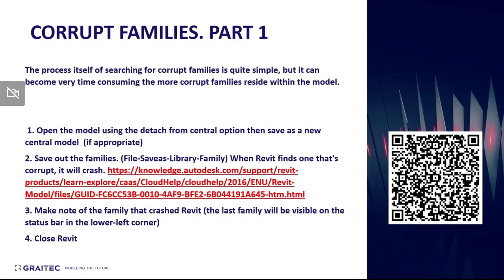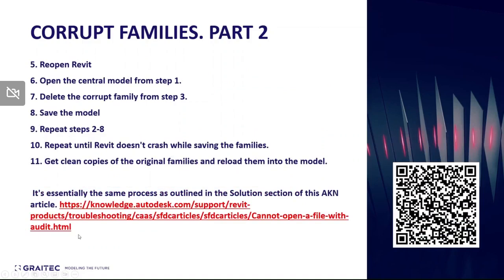I'll just go back through that process. You open a model and detach it from central if appropriate. You use the feature called Save Out the Families, which is in the File, Save As, Library, Family command. This is the article I was just referring to. Make a note of the family that crashed Revit. The last family will be visible on the status bar. Close Revit once you've determined which is the family.